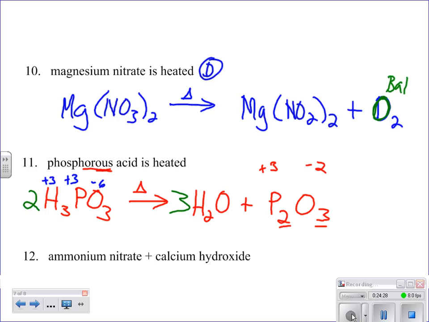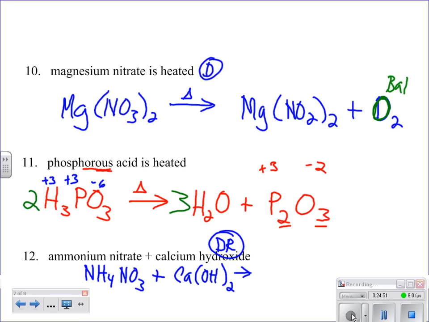Okay. Next one is ammonium nitrate, plus 1, minus 1, plus calcium hydroxide, plus 2, minus 1. You guys can all look at that, and you know that that's a double replacement reaction. Is that a special case?